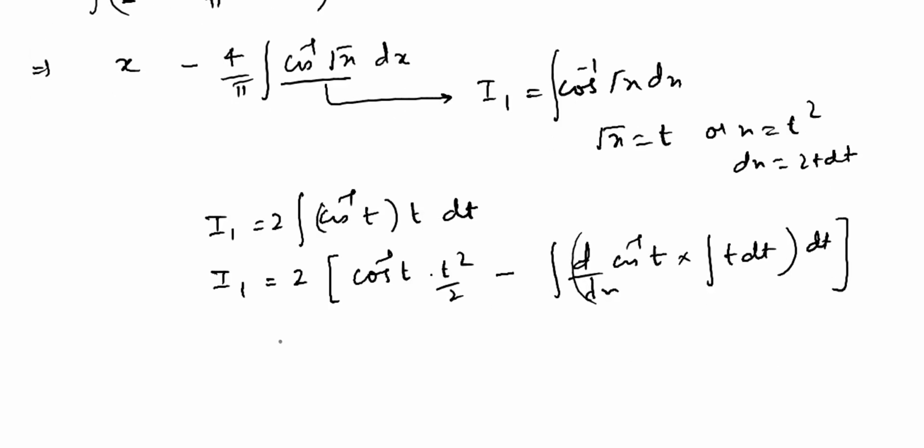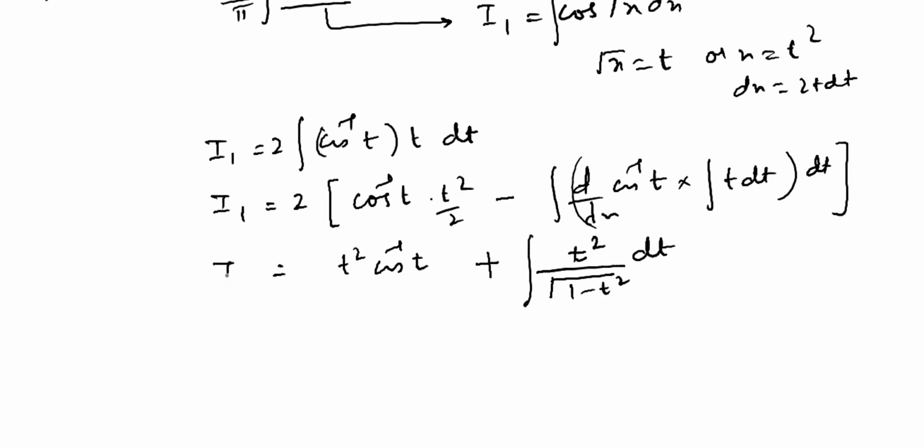So this will be equal to t square cos inverse of t, on multiplying it by 2. Then minus the differentiation of cos inverse t, which is minus 1 upon under root of 1 minus t square, so minus minus will become plus, into t square upon 2. Here 2 is going to multiply, so this will be equal to only the integration of t square upon under root of 1 minus t square. So I1 is equal to this much.